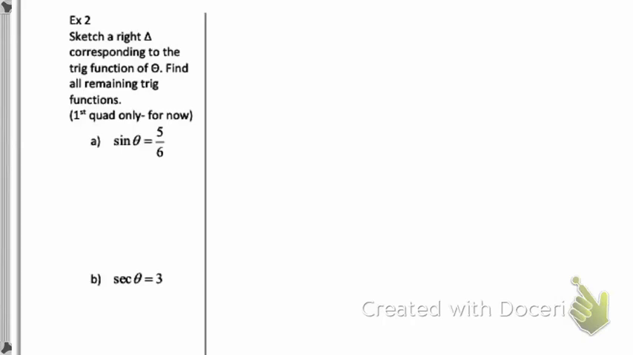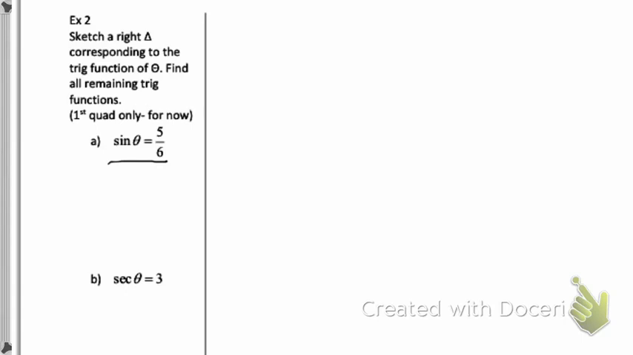Hello guys, so this is one of my other videos in which I will talk about the six trig functions and how you can find them. So let's start with example 2, letter A. Over here it says sine theta equals 5 over 6, and we need to sketch a triangle corresponding to this trig function, and we need to find all the 6 trig functions.